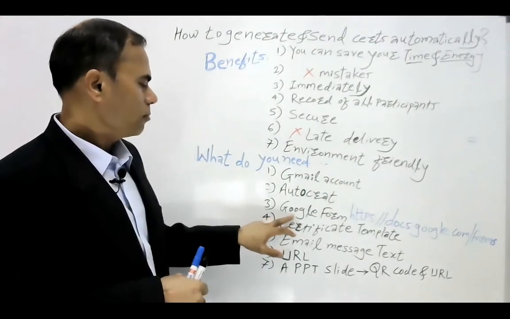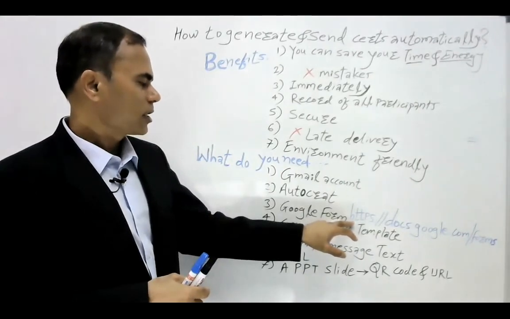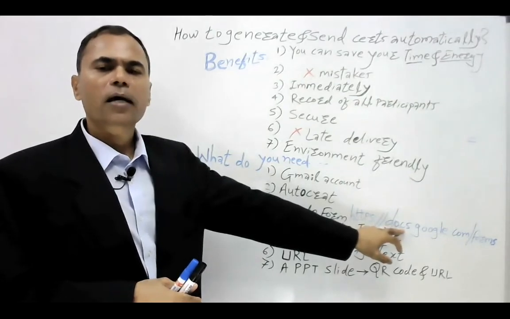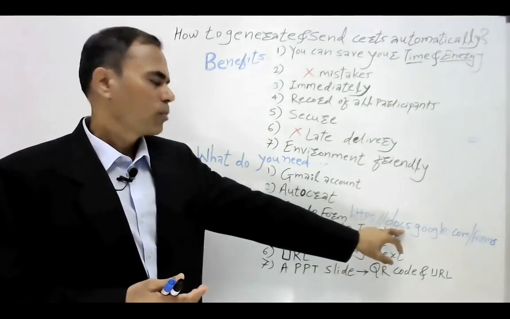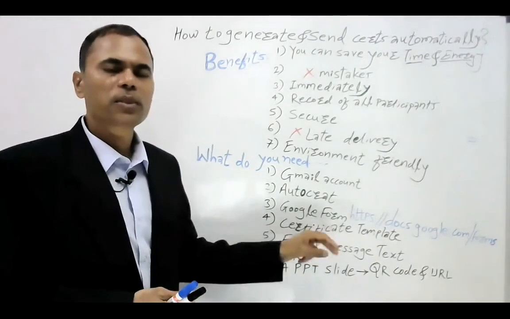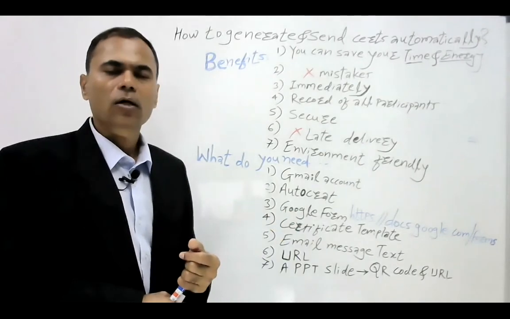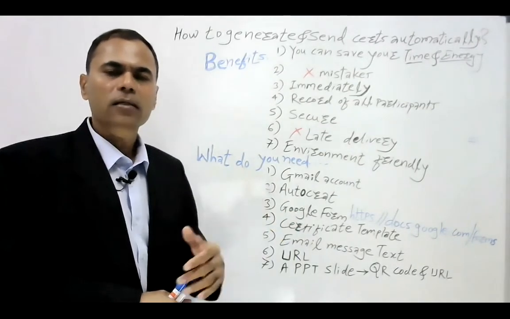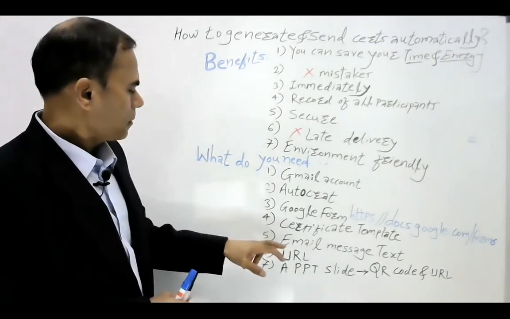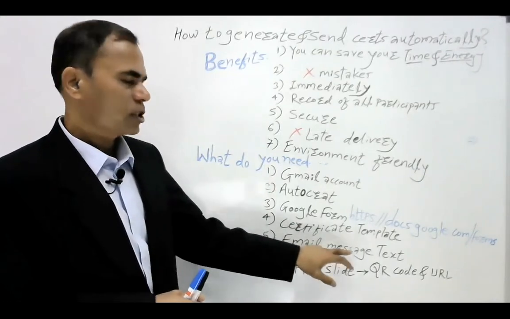You need a Google form. Google form you can easily generate by going to this website. So you can have a standard feedback form for your program. Then you need a certificate template. Certificate template can be in a Microsoft Word, or you can have a template on Google PowerPoint slide. Then you need a email message text.